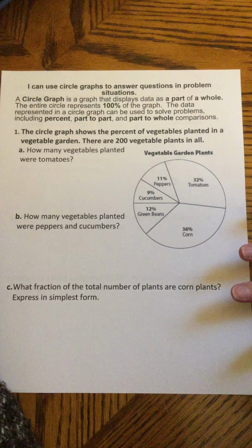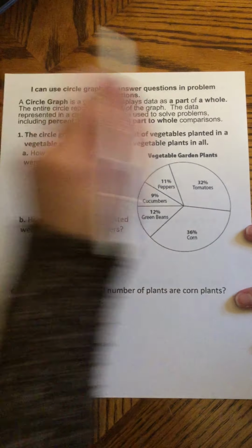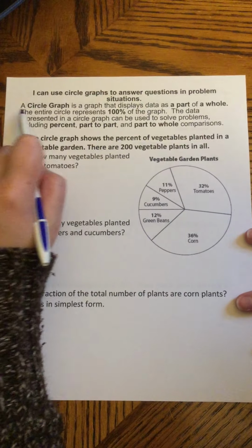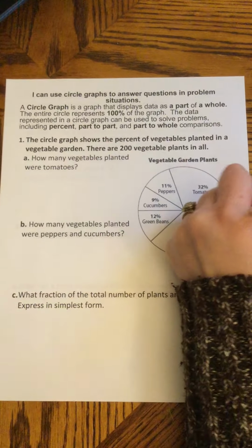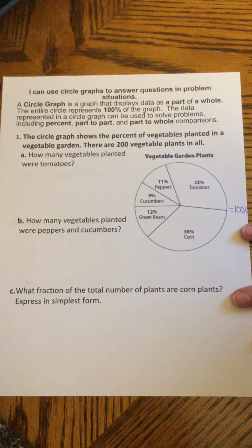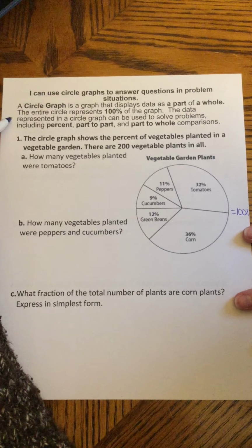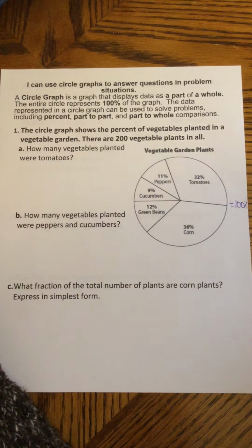So let's take a look at a few characteristics of circle graphs. A circle graph is a graph that displays data as a part of a whole. The entire circle represents 100% of the graph. So this equals 100%. The data represented in a circle graph can be used to solve problems including percent, part-to-part, and part-to-whole comparisons.